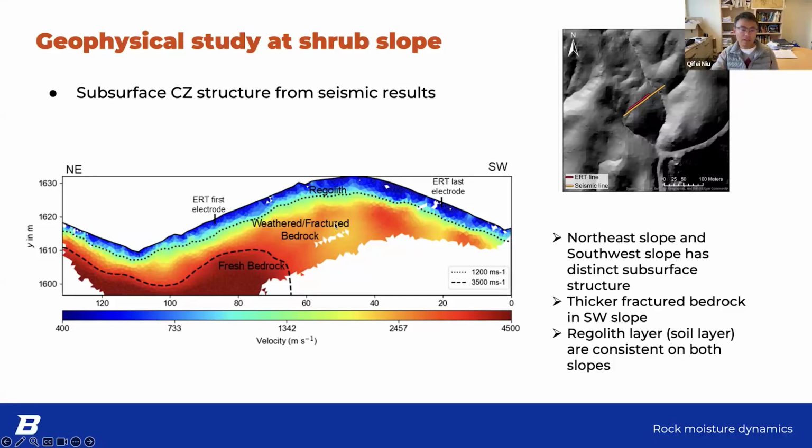Also from this side, you can see part of the fresh bedrock, which is very close to the valley bottom, but at the top of the slope, we didn't really see the fresh bedrock, only regolith and weathered bedrock. So on the north-facing slope, northeast-facing slope, you have 3 layers. On the southwest slope, you only have 2 layers. This surface structure difference gives us some difference for the rock moisture response, as we show later.